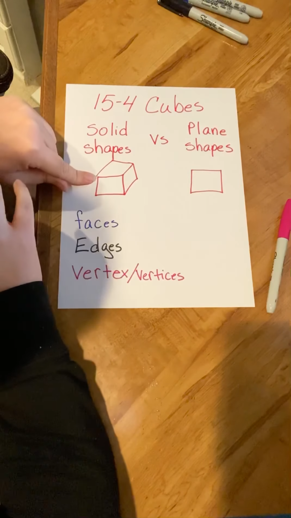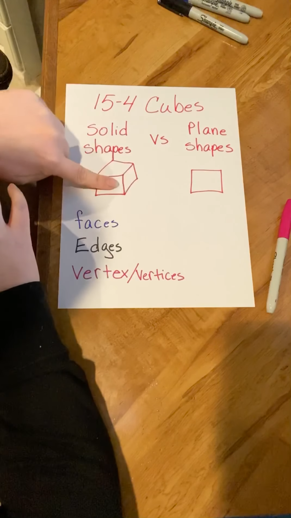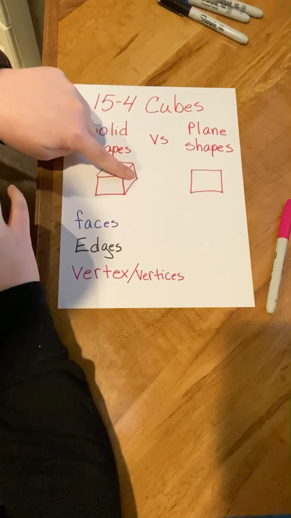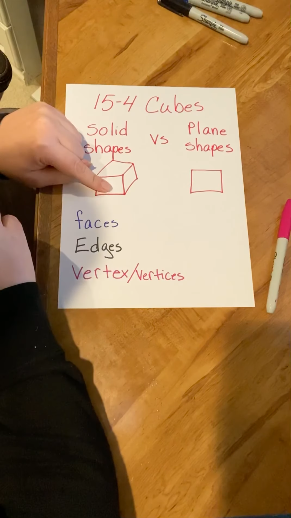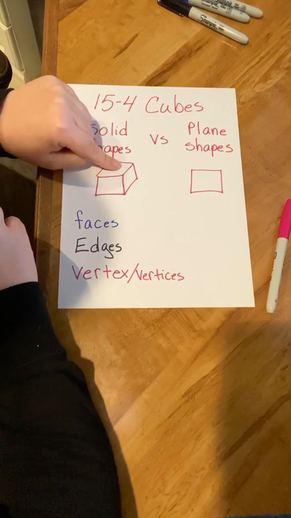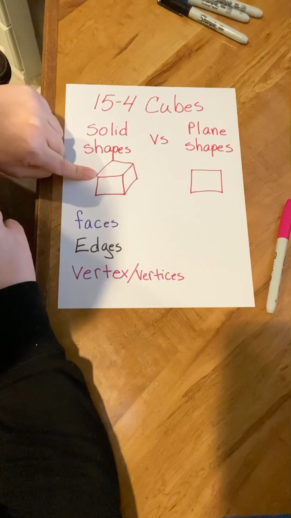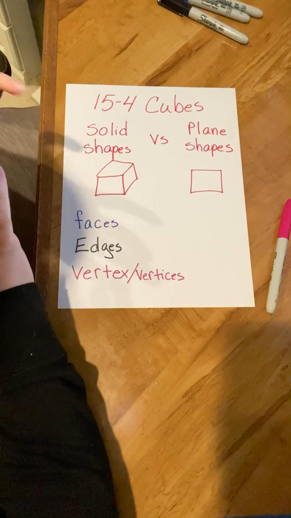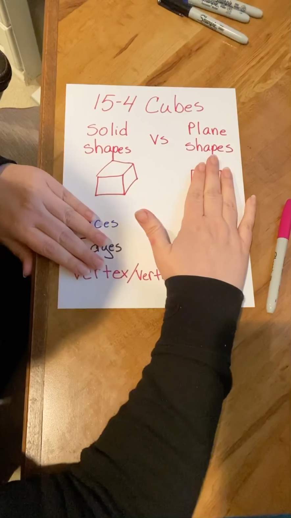A solid shape, on the other hand, we can see that it has a front, a top, a side. And if it has a front, then we can safely assume that there's a back. And if there's a top, there's a bottom. And if there's one side, there's another side. So a solid shape has many sides to it. A plane shape is just flat, okay?